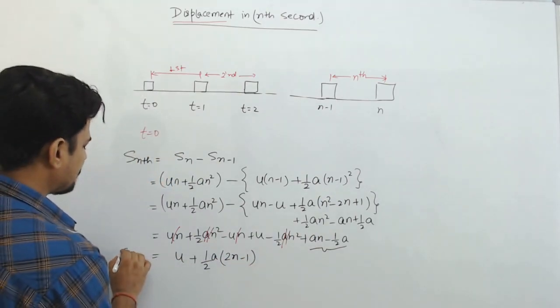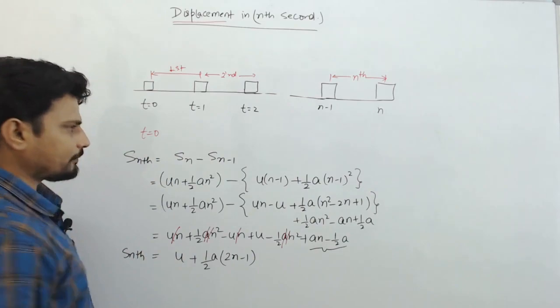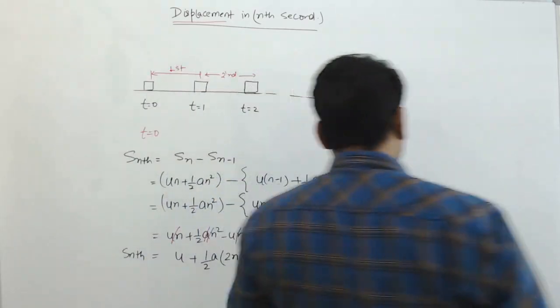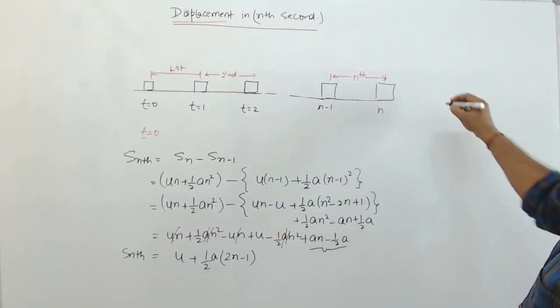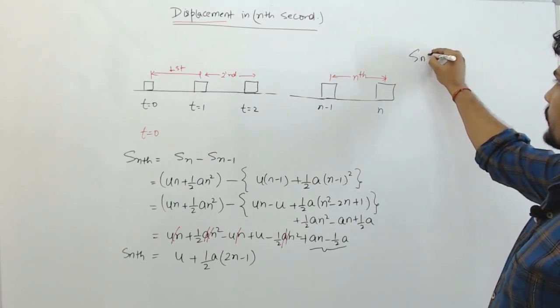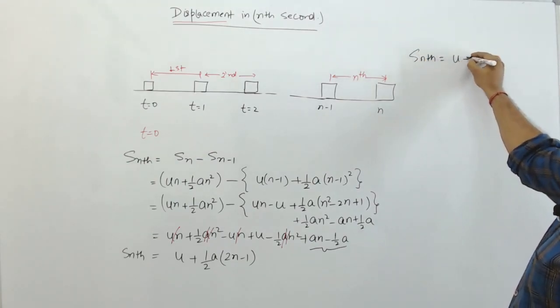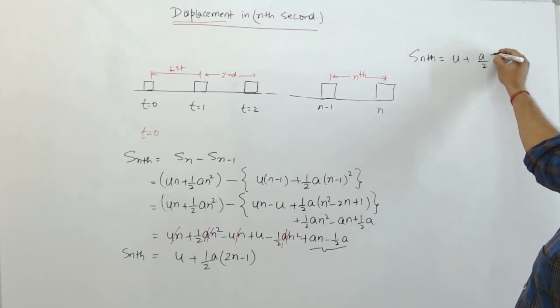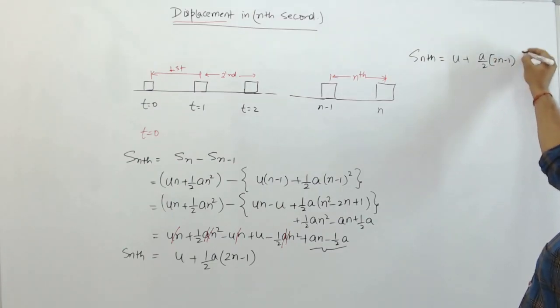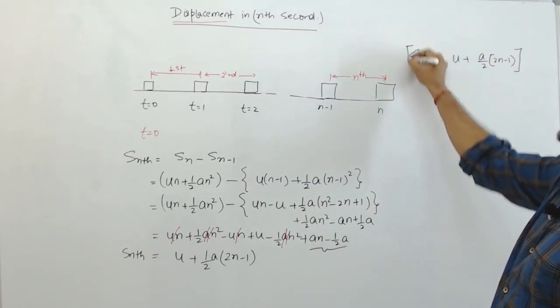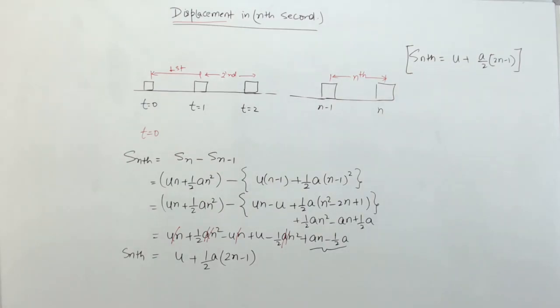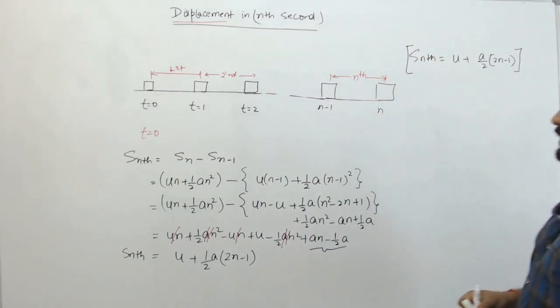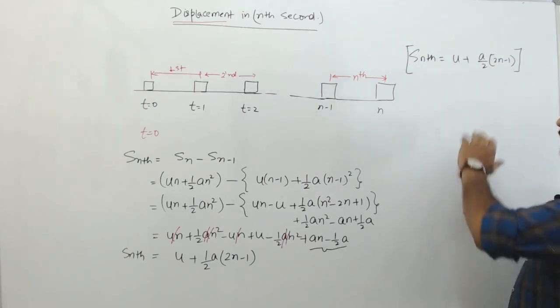So this is your displacement in nth second. Formulae yaad kar lo. You must remember it. So displacement in nth second should be given as u plus a upon 2 times (2n minus 1). रात के 3 बजे भी याद होना चाहिए because I'm making this video at 3:30 am. So make sure you do remember this.